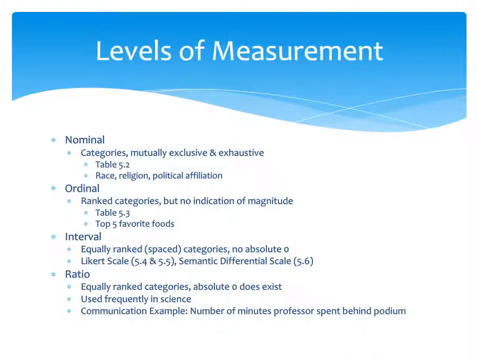The last type of level of measurement is ratio, and we have equally spaced categories with an absolute zero. This is used very frequently in science, such as temperature, height, weight, those sort of things. But we can also use it in communication. For example, the number of minutes a professor spends behind a podium in a classroom would be a ratio level of measurement. It's possible that the professor does not spend any time at all behind a podium, and so there would be an absolute zero. That absolute zero means there is a lack of something. It does not exist. So there's zero time. There is no time a professor spends behind a podium.